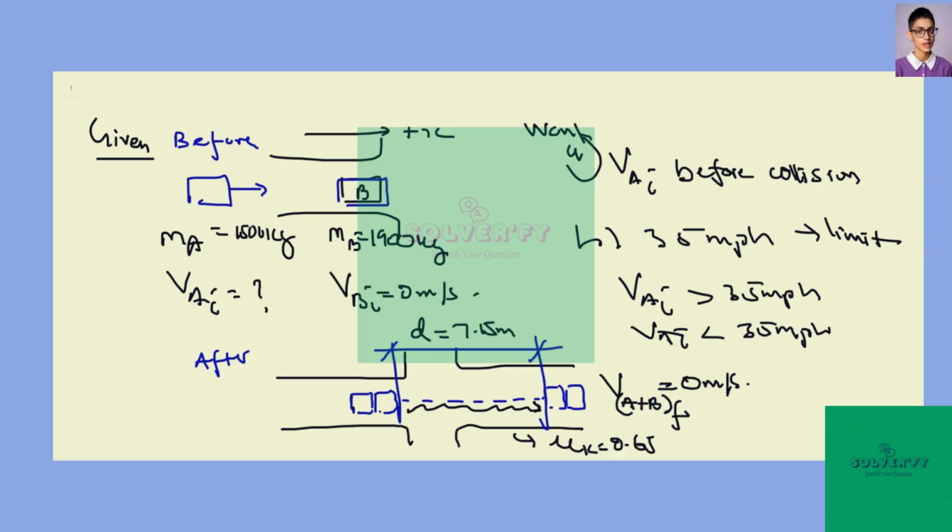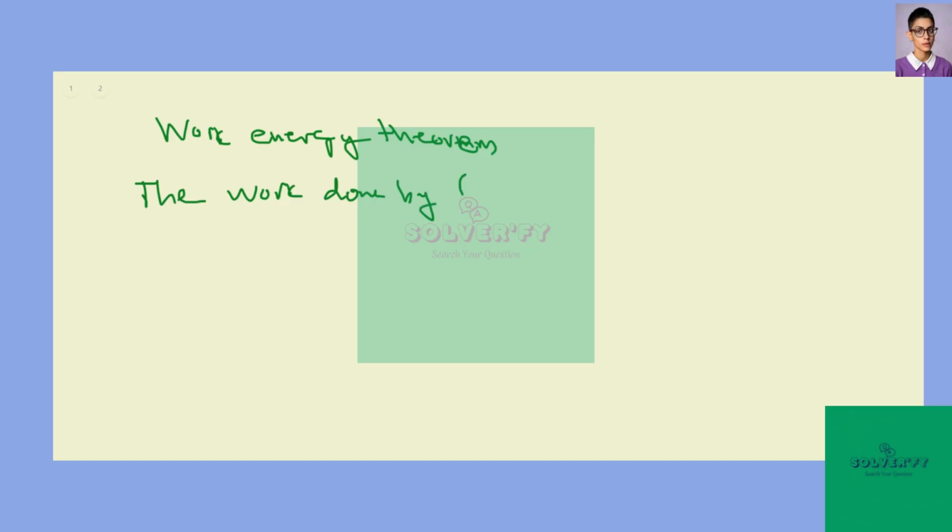On the next page, we're going to use not the law, but the work energy theorem, which says that the work done by friction equals the change in kinetic energy of the system. That's what we're looking for. The work done by friction is the same as the change in kinetic energy.